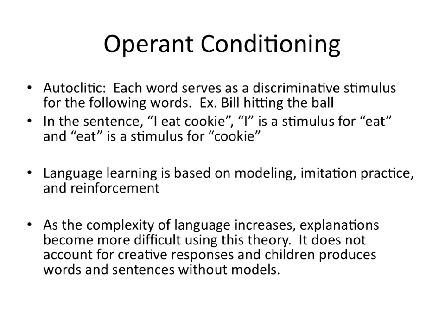So "I eat cookie": I is a stimulus for eat, and eat is a stimulus for cookie. That is how they learn to put these words together, because each word serves as a stimulus for the next word, raising the probability that the next word will be accurate. So language learning is based on modeling from the parent, imitation from the child, practice from the child, and reinforcement from the parent. And that reinforcement eventually becomes self-reinforcement through using sentences.